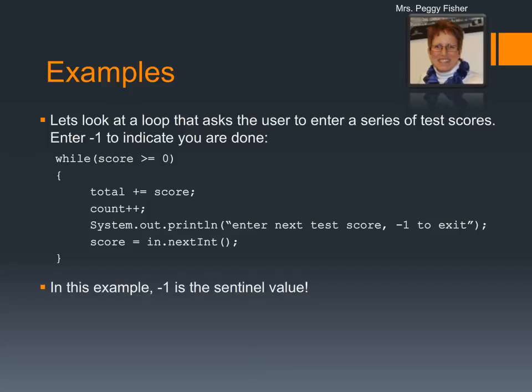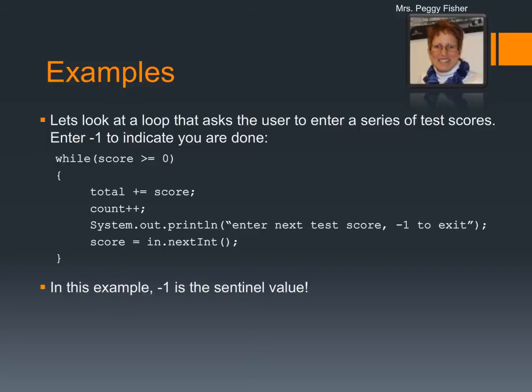While the score that the user entered is greater than or equal to 0, then I want to execute a block of code. So I have my curly brackets and I say total, which is my accumulating total of all the scores, plus equals, which is a shortcut for saying total equals total plus score. So I'm adding the score that the user entered to a running total. I add 1 to a variable called count so that I can in the end calculate the average. I ask the user to enter in the next test score and I tell them to enter a -1 to exit. I read in the next score that the user entered into the variable called score.